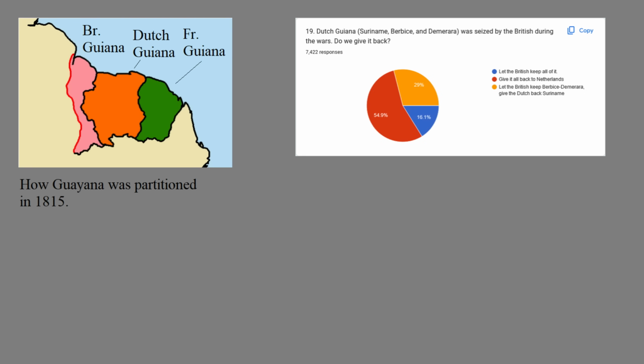First, you all voted that the Dutch are being given all of their parts of Guyana, which will have interesting implications down the road when it comes to the border dispute with Venezuela later on. Perhaps they're more willing to settle than the British did.